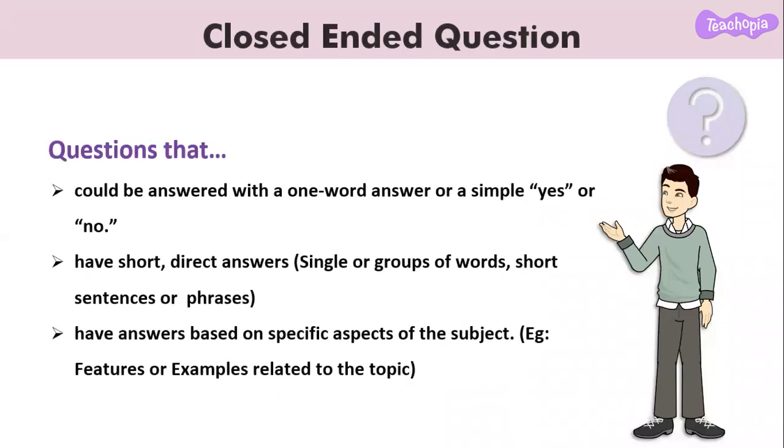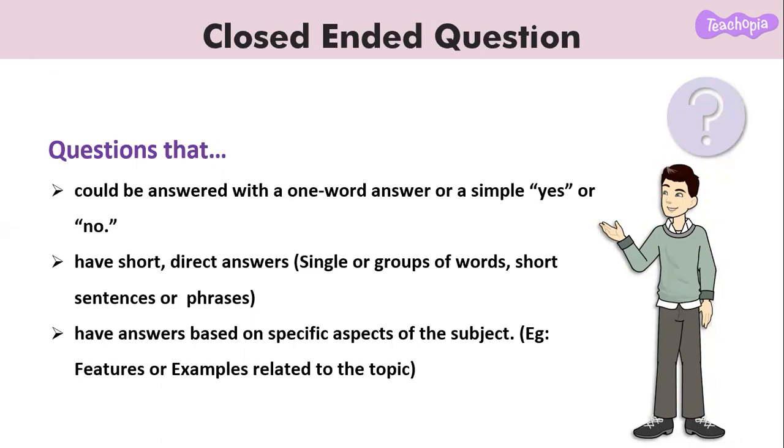When it comes to closed-ended questions, these are the questions that could be answered with a one-word answer or a simple yes or no answer. And most of these questions would lead us to very short and direct answers. And most of these answers would be in single or group of words, or in simple sentences, or in phrases. And these answers would be very specific, and it would be a specific aspect of a subject that we are talking about. Any topic given, we would be asking a very particular attribute of that particular topic that we are speaking about here.